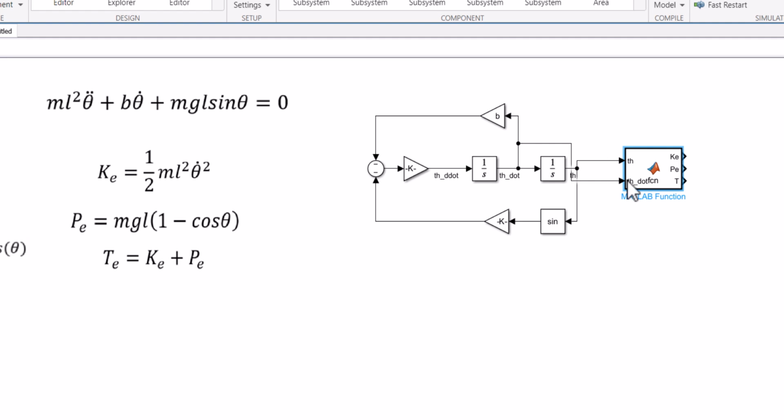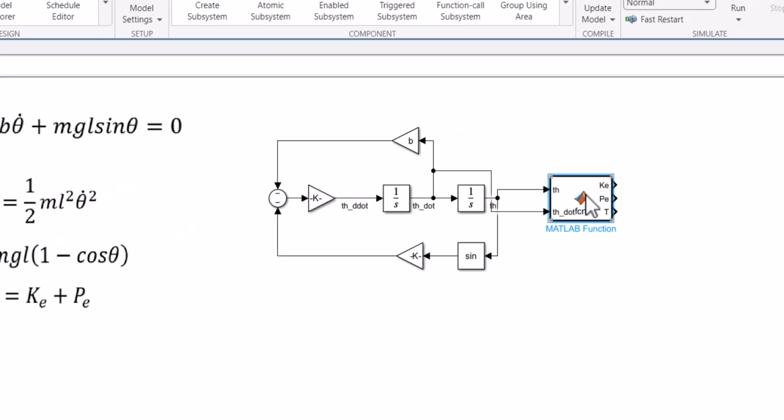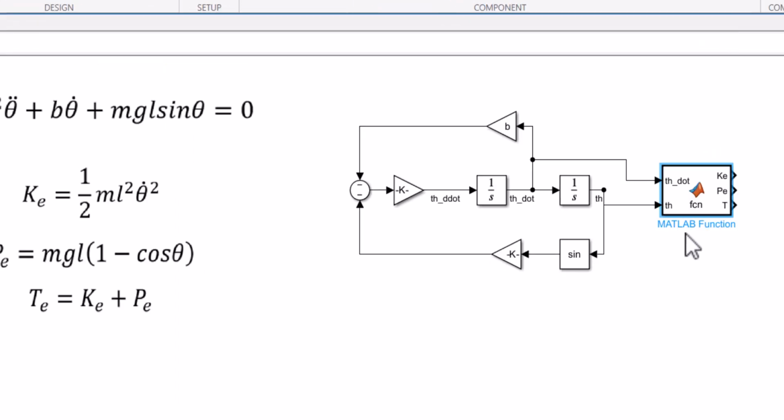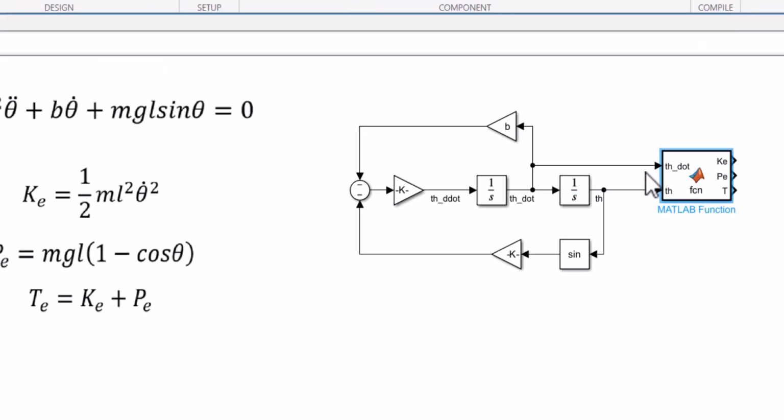To make these things a bit better, I should have theta dot at the top and theta at the bottom. I can go in here and change the port number of theta to 2. Theta dot's port number will automatically change to 1. Now I have a much better view so that these lines don't overlap with each other.